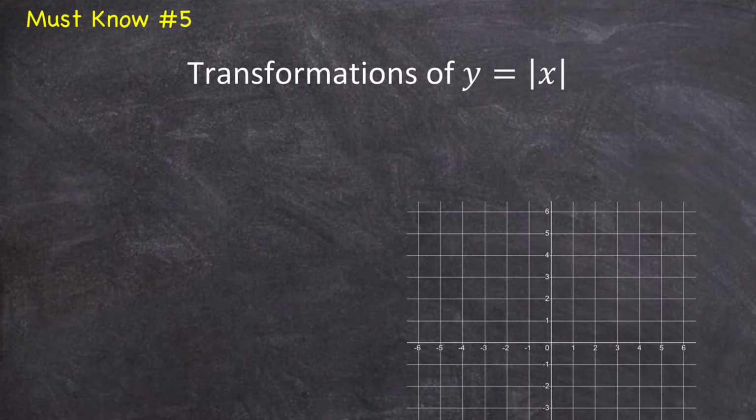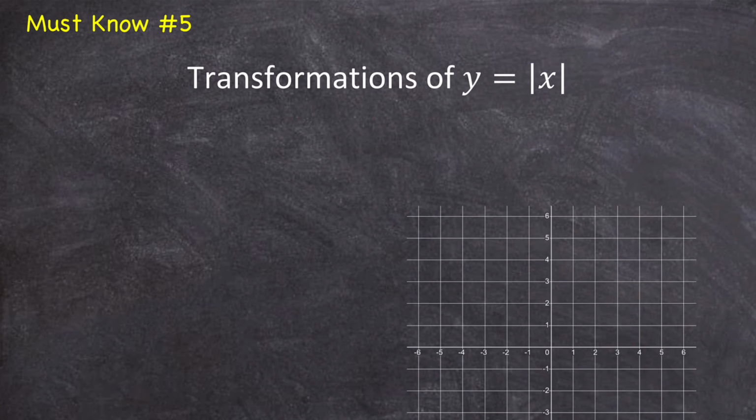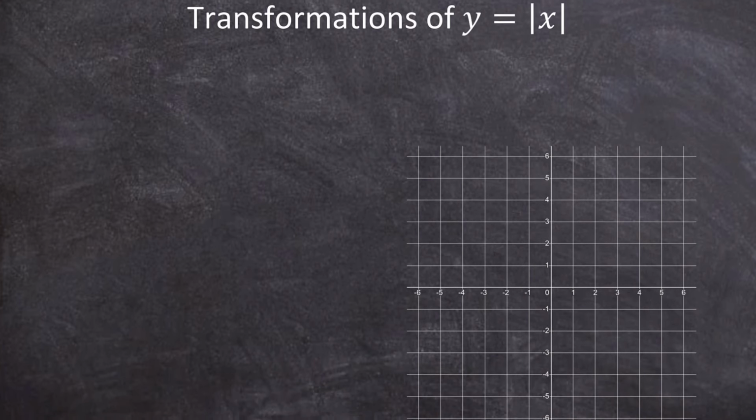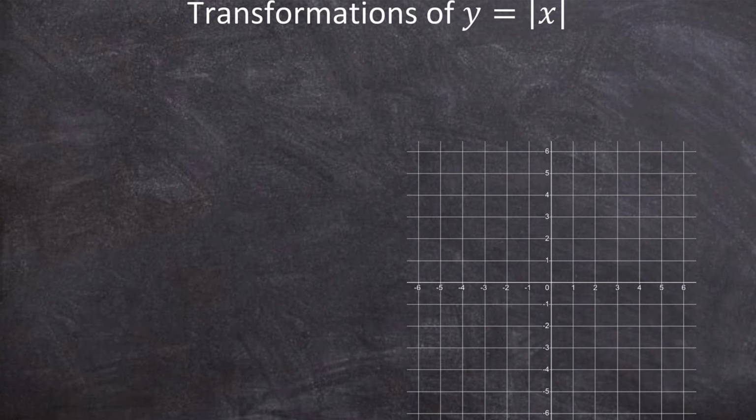Must know number 5, transformations of the function y equals the absolute value of x. Before we do transformations, let me remind you what this function looks like. Here's a table of values for it, and then here's its graph.